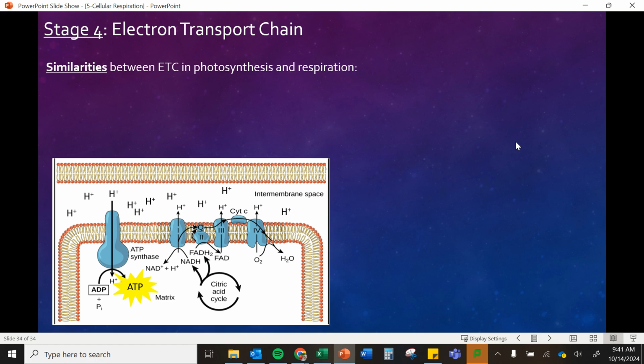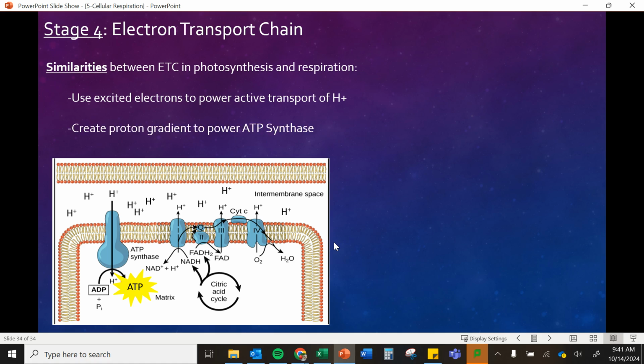Again, some similarities between the electron transport chains in photosynthesis and cellular respiration is that we're using excited electrons to power the active transport of hydrogen into an area. In photosynthesis, that energy is coming from the sun and sunlight from those photosystems, but in cellular respiration, that energy is coming from those electrons from NADH and FADH2. We're also creating a proton gradient that is going to then be used to power ATP synthase.